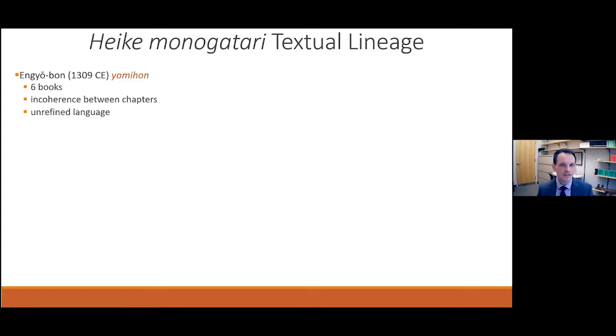The Engyo has received probably the most attention from scholars in the last few decades, not only because of all of these variations, but also because of its much less polished prose, which contains frequent inconsistencies and occasional moments of just total incoherence. Because of this, it's viewed somewhat teleologically by many scholars as something of a rough draft for a later, more refined Heike tradition.